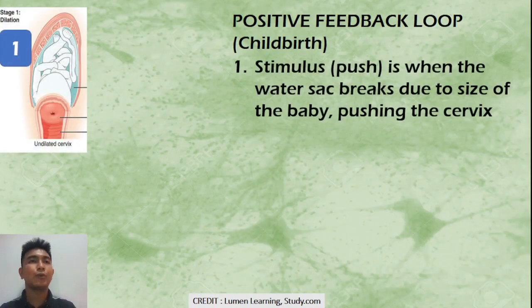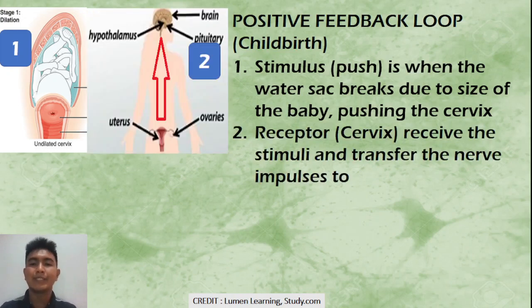When the baby is growing up to 9 months, it reaches a certain size in which its size is too much for the uterus to handle, and therefore it breaks the water sac, or in Tagalog it's panubigan. There's a water sac that sends signals to the cervix that it's time to deliver the baby.